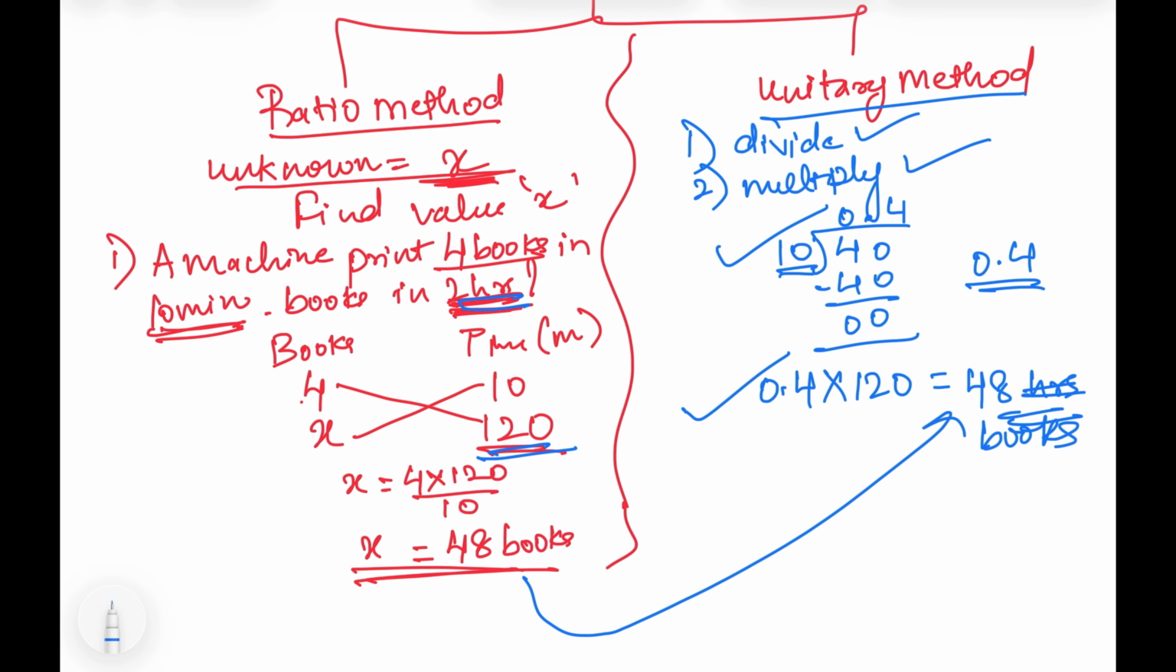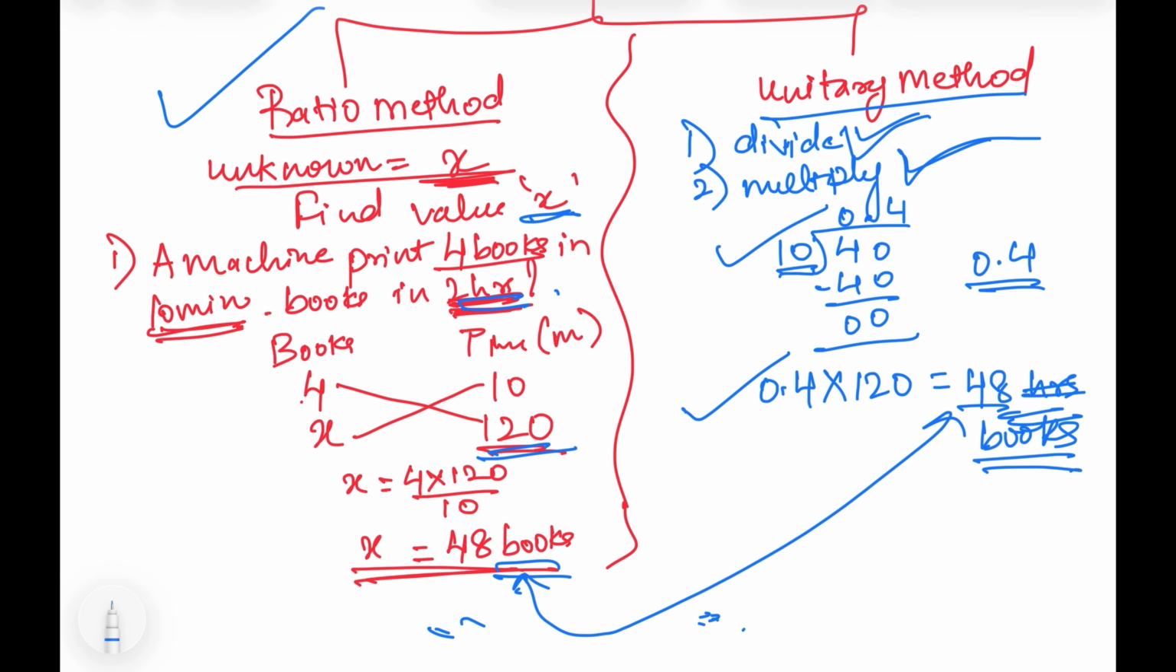So again the answer is the same. If you see, 48 books here and 48 books there. In the ratio method we take x and then find the value of x by cross multiplication. But in the second method, we first divide and then we multiply. So you can use any of these methods to solve the problems.